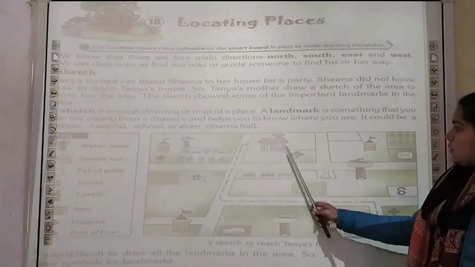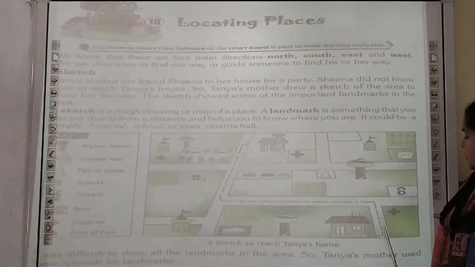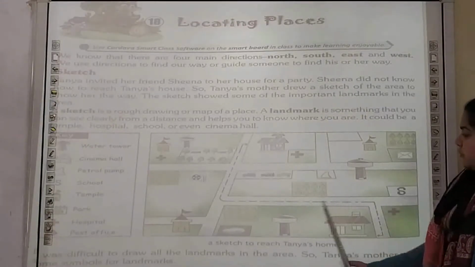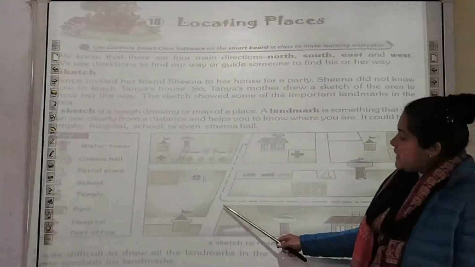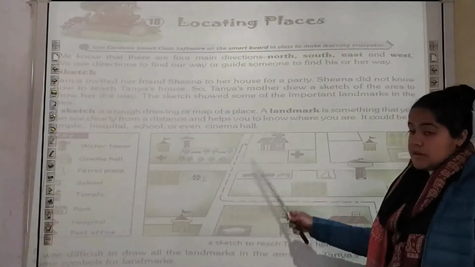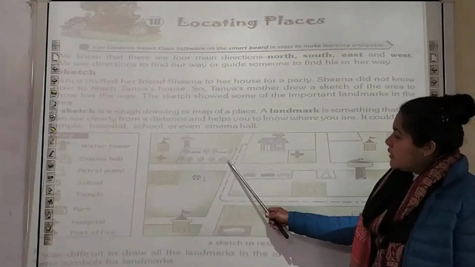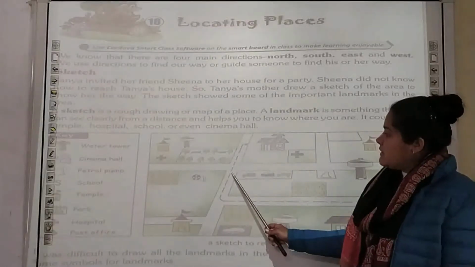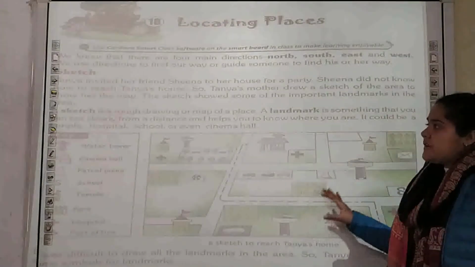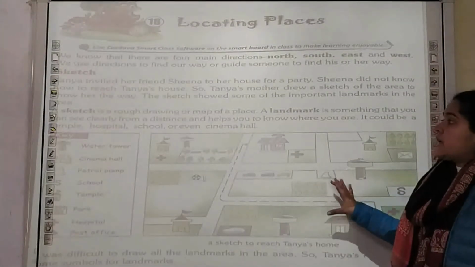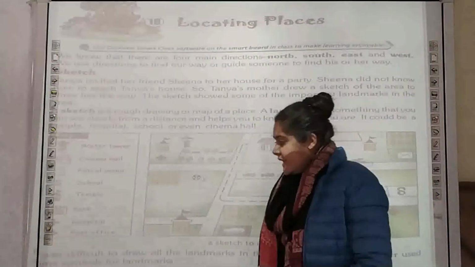So in order to go to Tanya's house, Sheena will come across a hospital, then she'll go north, then she will go west, and then again take a turn towards her right hand side, and now you can see a cinema hall is there. Then at the corner you can see a park is there, and there you go, that is Tanya's house. So this rough diagram, or you can say rough map of any place, is considered as your sketch.